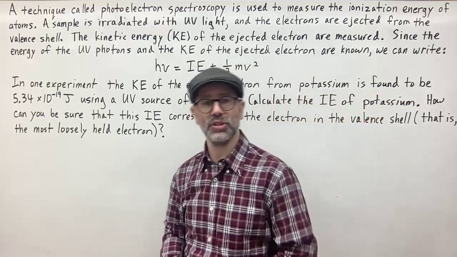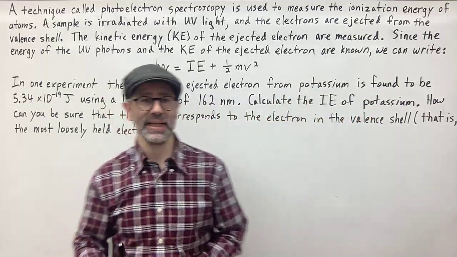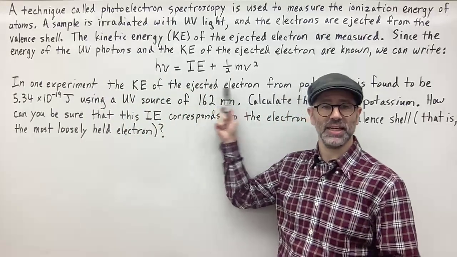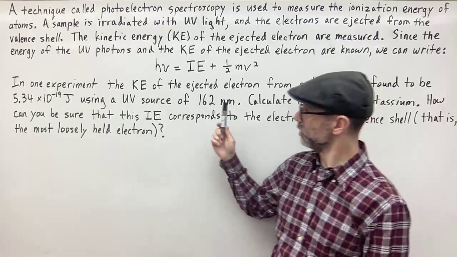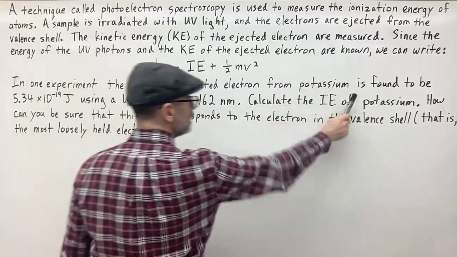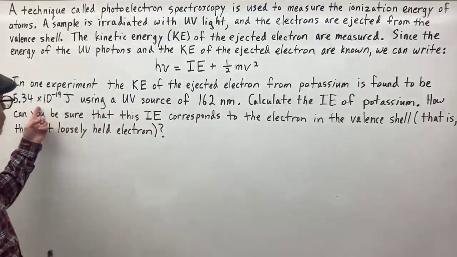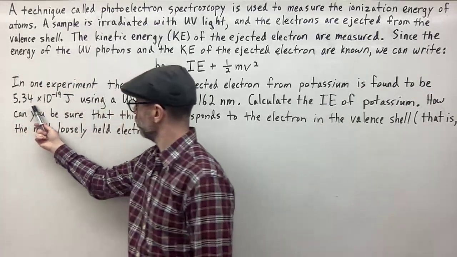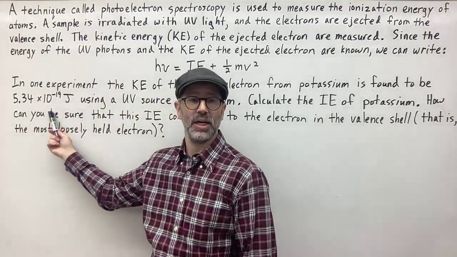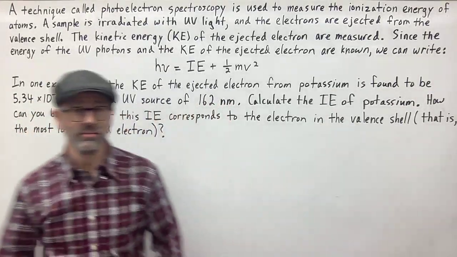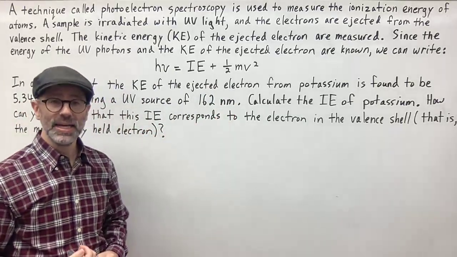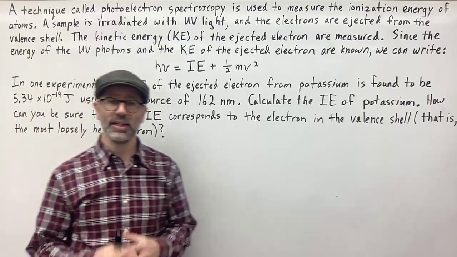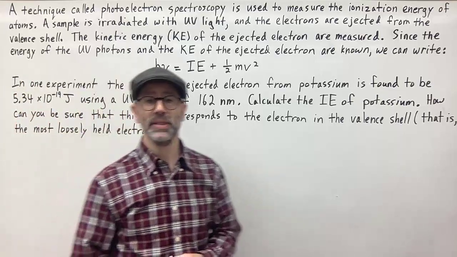And so they're saying in one experiment, the kinetic energy of the ejected electron from the potassium is found to be 5.34 times 10 to the negative joules using a UV source of 162 nanometers. And then they want us to calculate the ionization energy of potassium.